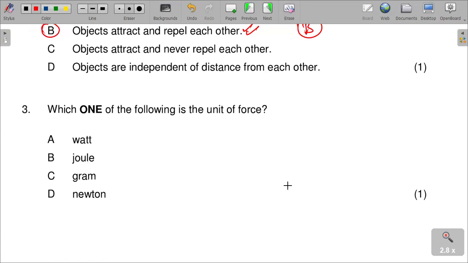Which one of the following is a unit of force? Force is measured in what? In newtons. Force is measured in newtons. Newtons is the unit of force. Anyway, I'm sure you understand that when we are talking about weight, we are talking about gravity, whatsoever. The units at this level are always very important. You need to know them by heart and you need to always know them before you go to exams.